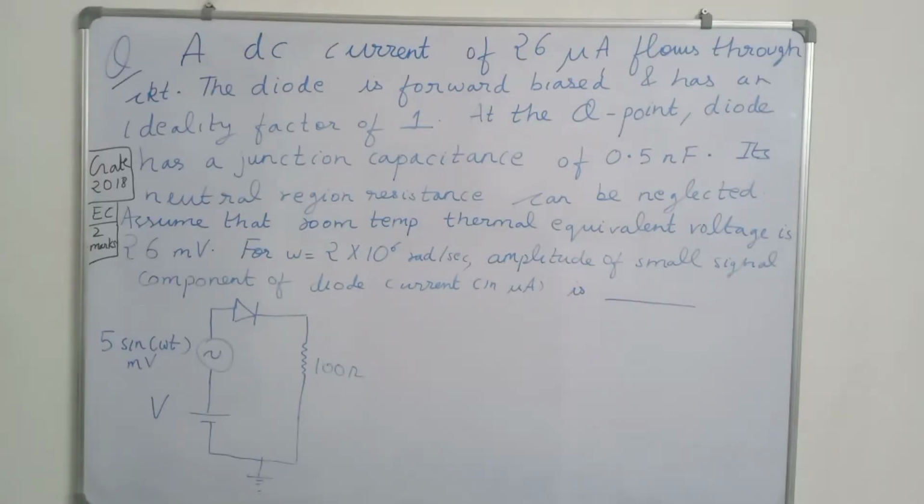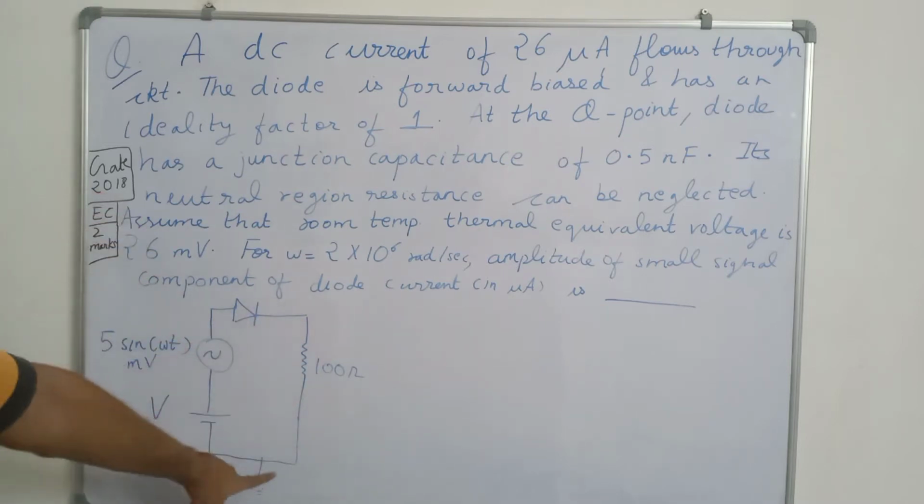We are solving a question from GATE 2018. This is from the electronics branch and it was a 2 marks question. A DC current of 26 microampere is flowing through the circuit and the diode is forward biased.